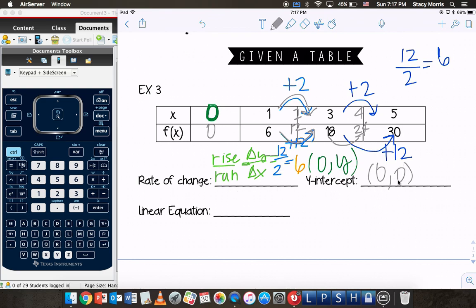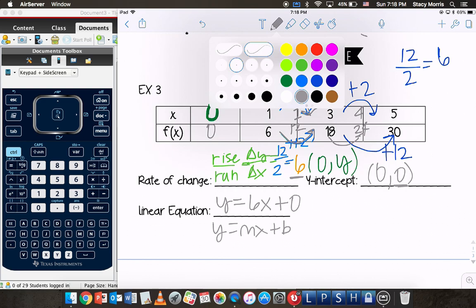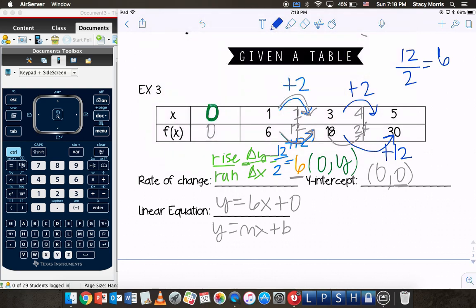So if my y-intercept is 0 and my slope is 6, I can now write my equation. In y equals mx plus b, my m was my slope, so it's 6x plus b. My b is the y value of the y-intercept, which is 0. So I don't really even have to put that. I could put y equals 6x plus 0, but normally we would just write that as y equals 6x.